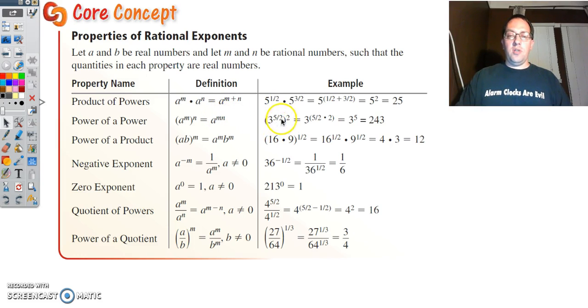So we have 3 to the 5/2 squared. We're going to take the 5/2, we're going to take the 2, multiply them together. 5/2 times 2 is 5. So this is 3 to the 5th, which is 243.